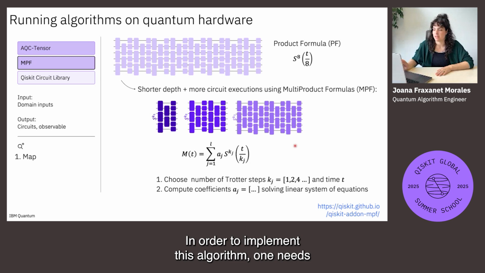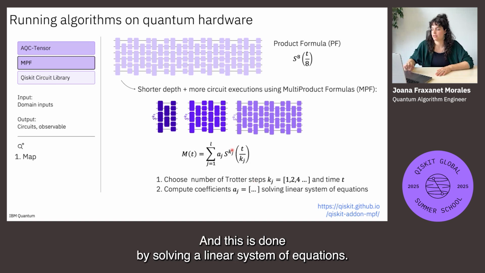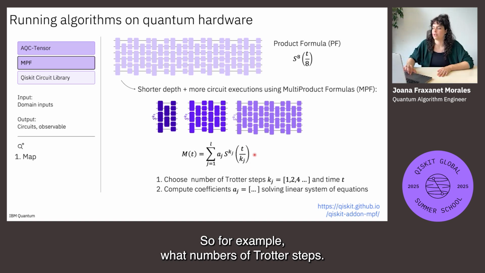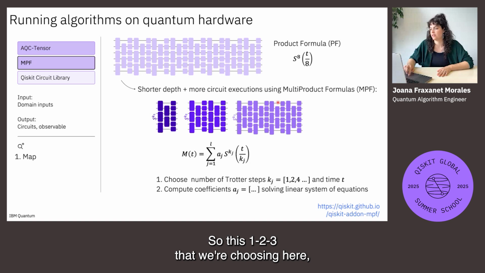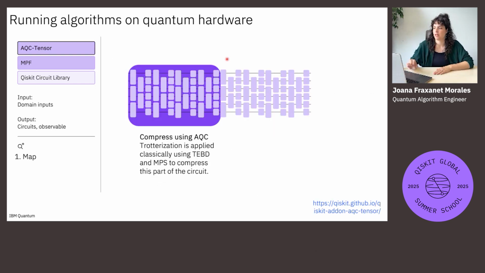In order to implement this algorithm, one needs to compute the coefficients of this linear combination, and this is done by solving a linear system of equations, but there are different heuristics that need to be chosen. For example, what numbers of Trotter steps, so these 1, 2, and 3 that we're choosing here, are we going to take, and what is the time that we want to time evolve this system?